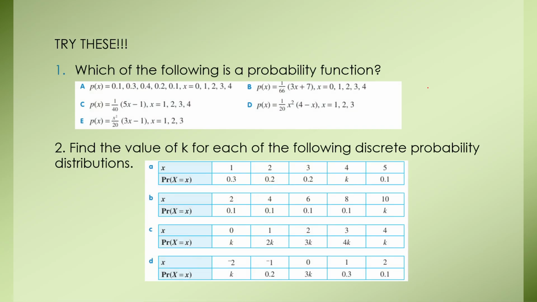Okay, try this at home. Which of the following is a probability function? And the second one is, find the value of k for each of the following discrete probability distributions.